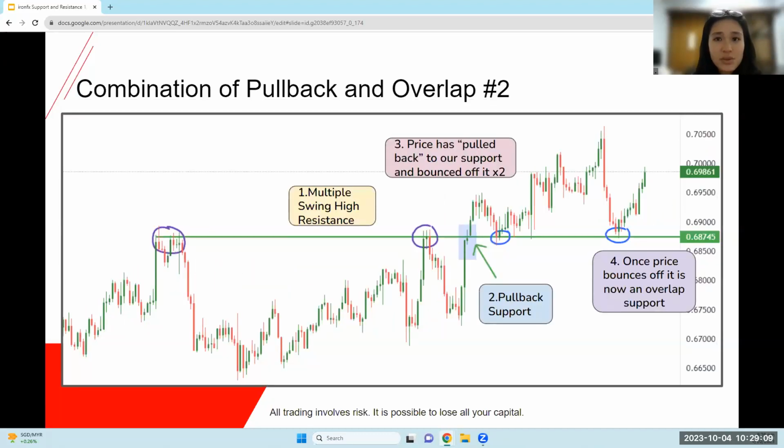Another example, so we have two swing highs that are lining up. You can see these purple circles here, and we have a swing high resistance from this. So price surpasses this level here, it breaks out of it, and then becomes a pullback support. Number three, price has pulled back to our support and has bounced off of it twice. So the blue circles is where price bounced off of it. So once price bounces off, it now becomes an overlap support.